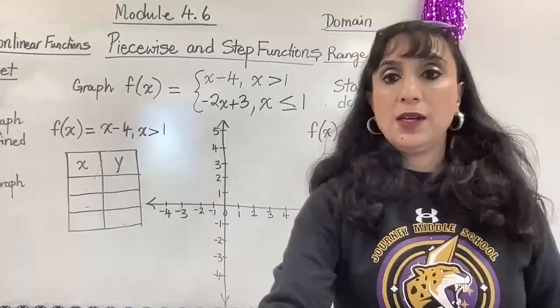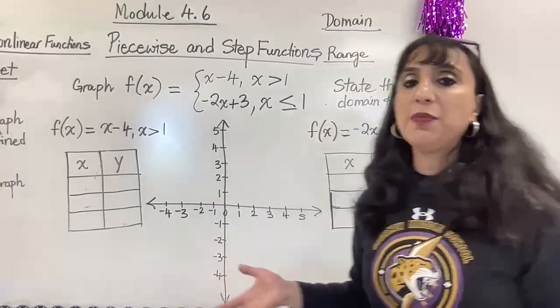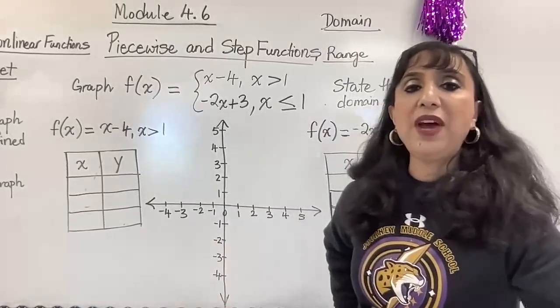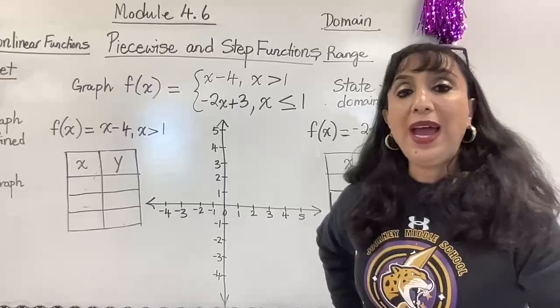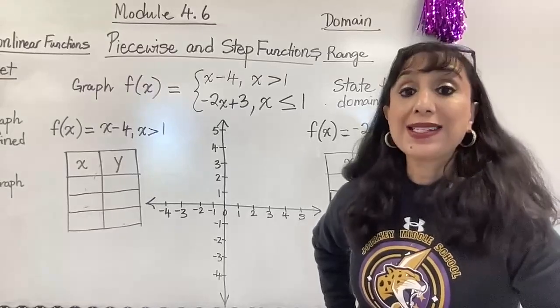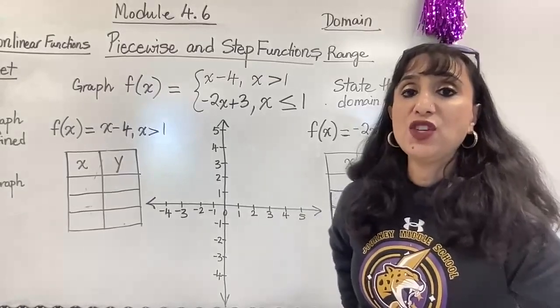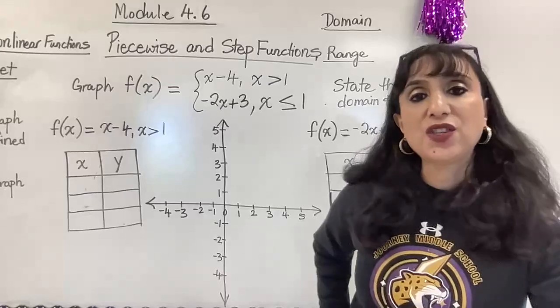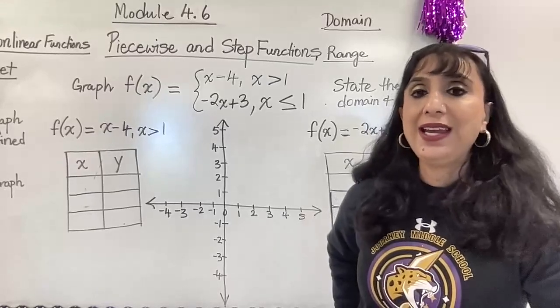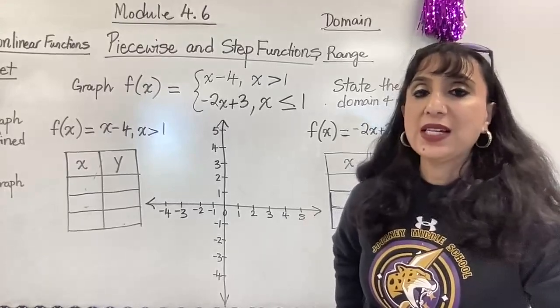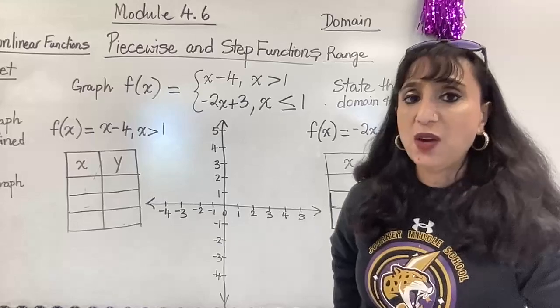Okay, let's look at another example really quick. I have given you f of x equal to x minus 4, where x is greater than 1, and the second equation is negative 2x plus 3, where x is less than or equal to 1. I am going to create a table for each of these equations.